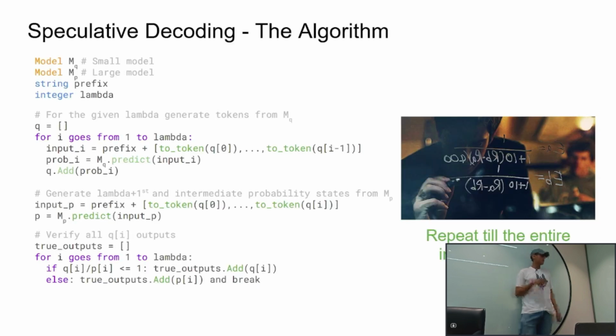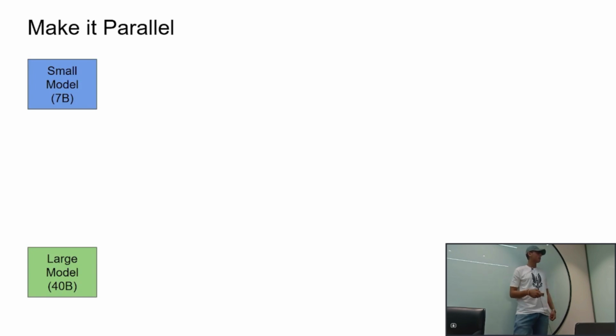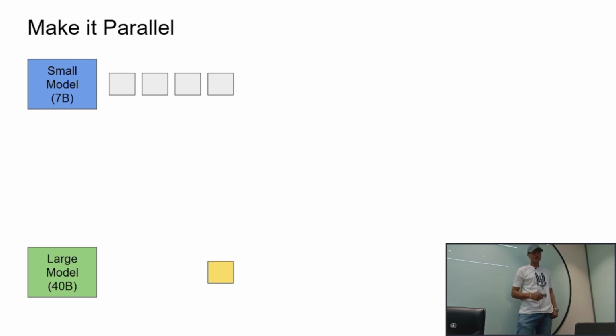Now, this algorithm is actually serial. First you are generating all the lambda tokens, then you are validating them with the large model. We can actually also run it in parallel. What happens in parallel is that you start with both your models, small model and large model. The small model starts generating the first token, second token, third token. Let's say lambda is four, so it generates the fourth token. At the same time, the large model starts validating these four tokens.